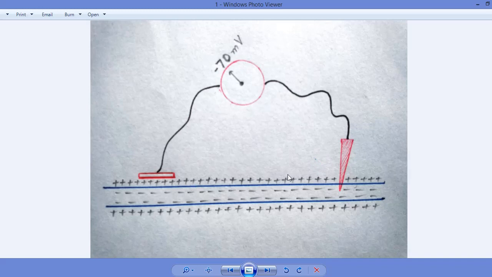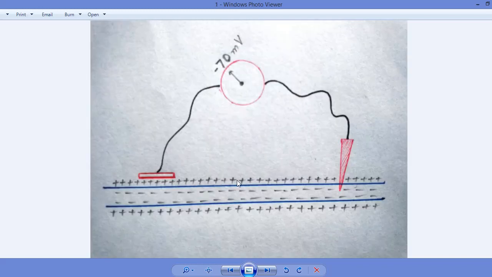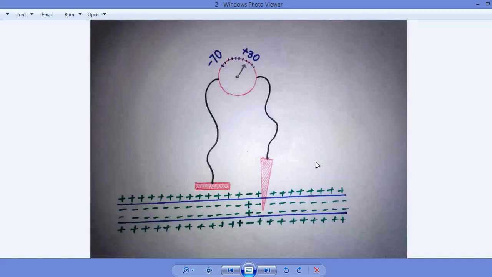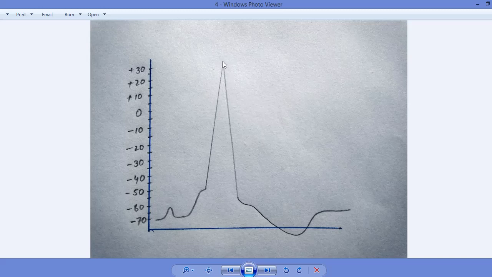So this is a polarized membrane, and this is a depolarized membrane, because here there is a depolarization. The membrane will once again become repolarized. So this repolarization brings back this needle from plus 30 to minus 70, bringing back the potential from plus 30 to minus 70, and that is called repolarization. And that repolarization occurs with the help of what? With the help of the potassium channel.